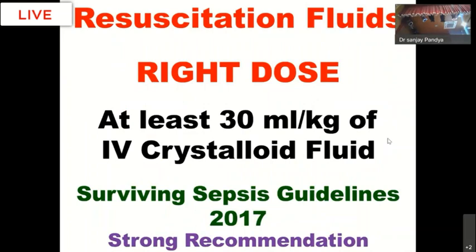Answer is that at least 30 ml per kg of IV crystalloid is by and large required. See, it's not always by and large. If patient is grossly edematous, then we may have to change it. But in general, if there is no specific thing, what are we going to give? 30 ml per kg of IV crystalloid fluid. It's 30 ml per kg, so for 60 kg weight, how much will you give? How much? Loudly. 1 liter and 800 ml.